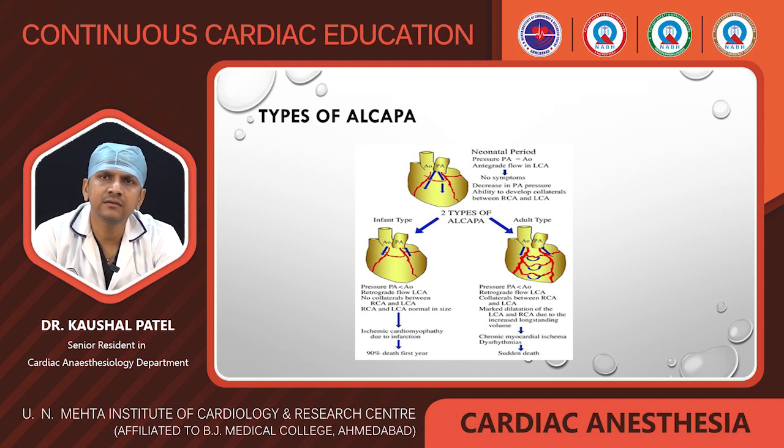The second change is that due to the chronic inflammatory reaction and the chronic ischemic changes, diastolic dysfunction occurs. The diastolic dysfunction can cause subendocardial ischemia and subendocardial fibrosis. So filling pressure is also hampered in the chronic adult type of ALCAPA.